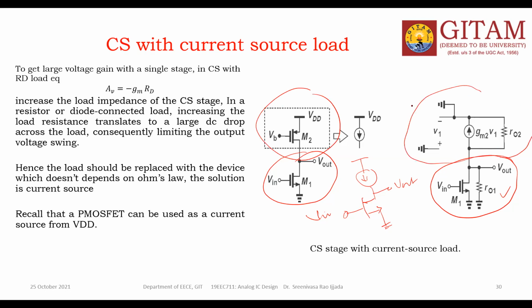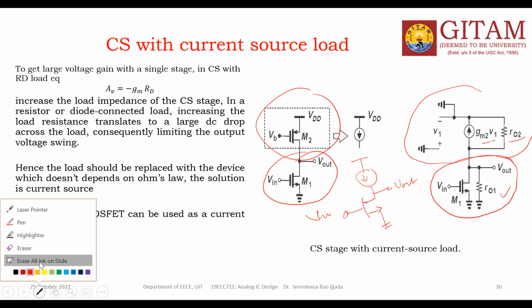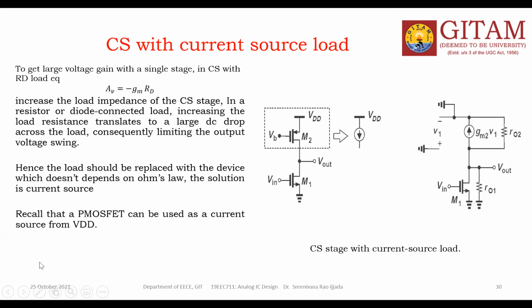Because that is the M2 device, there is a GM2 into V1, and its output resistance is R02. I hope you understand why we are keeping this one here: this is acting as a current source. There is no question of voltage limiting. We use the PMOS device as the load of the NMOS CS amplifier, which is nothing but the common source stage with a current source load. What benefits we get, we'll see here.